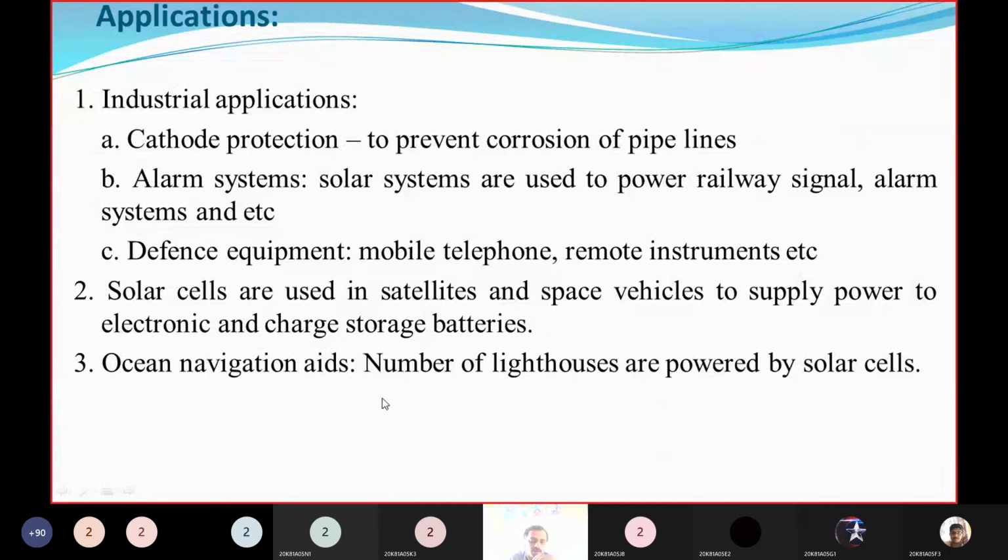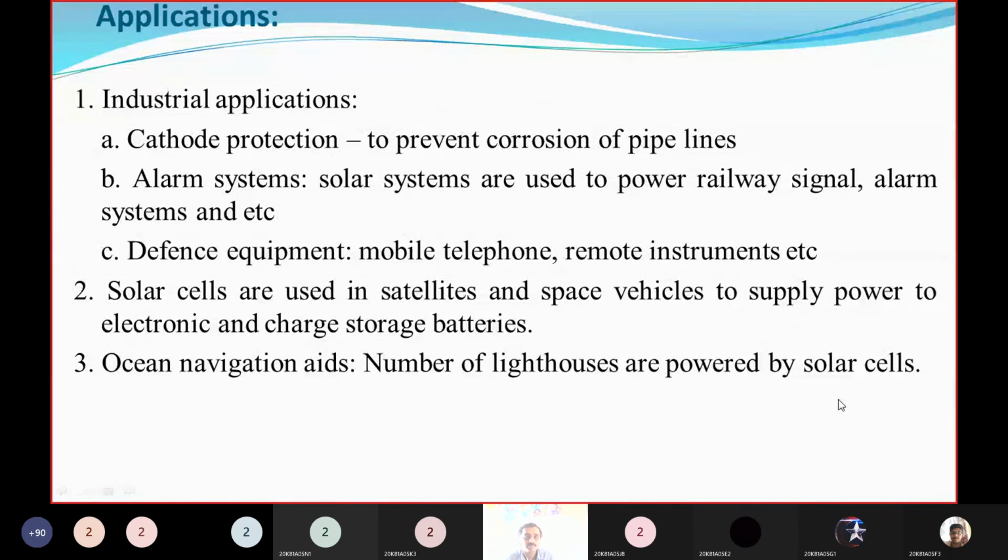Next, ocean navigation aids. A number of lighthouses are powered by solar cells. Do you know the lighthouses? Lighthouses in the middle of the ocean. In the middle of the ocean, some lighthouses are built as a signaling system. This gives instructions to the navigators. So for the working of those lighthouses, generally solar cells are used.